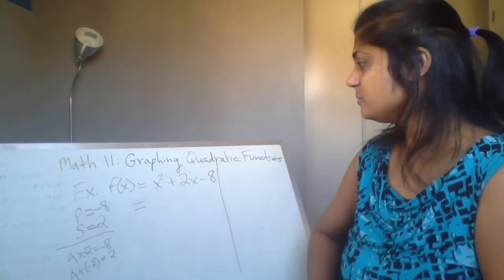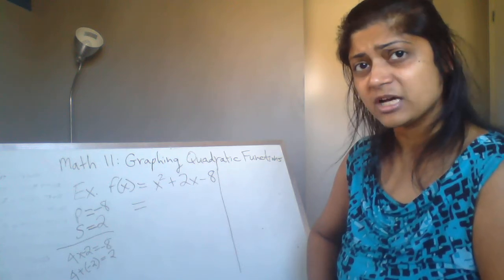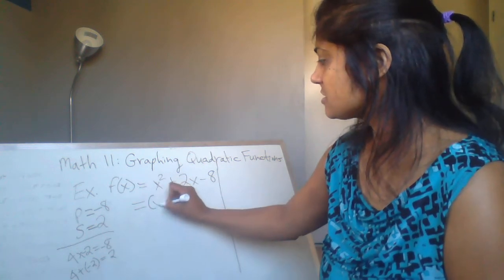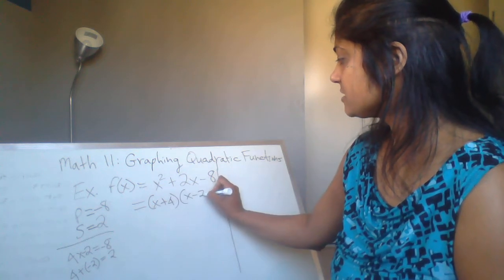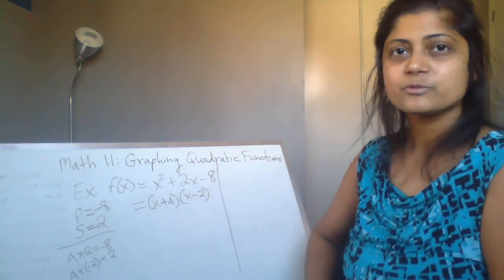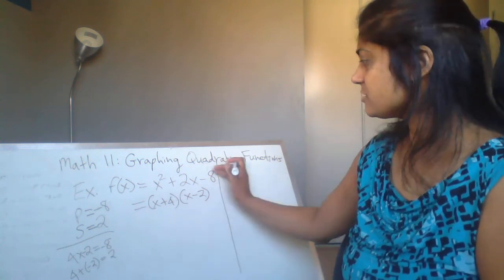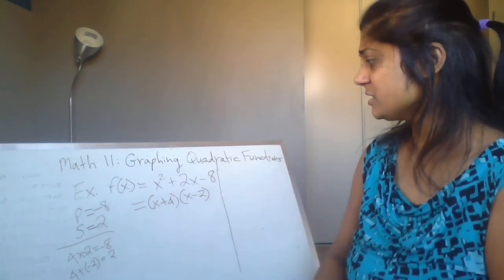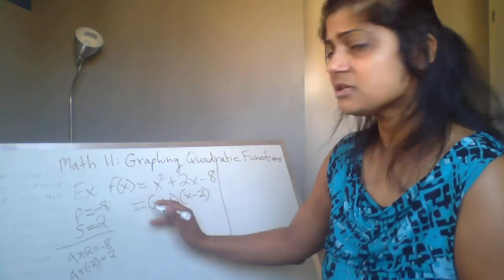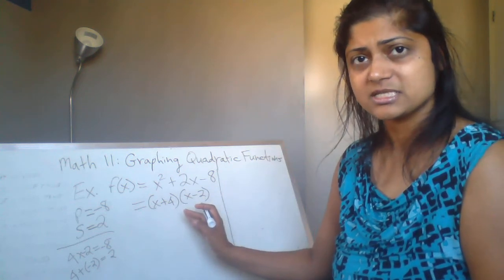Because this is a simple trinomial, I can just write out my two factors in the brackets. So I'm going to put bracket x plus 4 and x minus 2. Remember, when you are checking your answer, you can just FOIL this out and make sure you're getting the original expression that we started off with. So this is the first step: I'm just factoring the quadratic expression that's given to me.